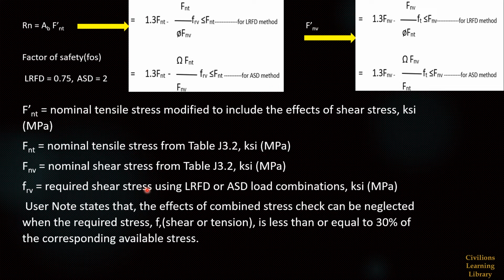And also there is a special user note provided in the AISC code. The effect of combined stress check can be neglected when the required stress Ft, that is shear or tension, is less than or equal to 30% of the corresponding available stress.